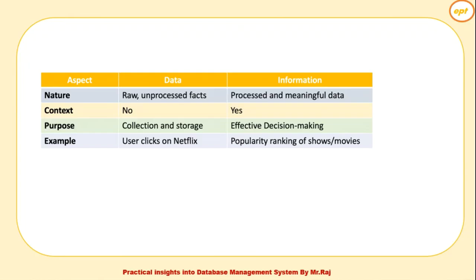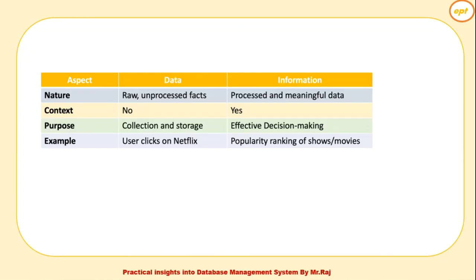And what is the next thing? Context. For data there is no context, and for information it has got a clear context, clear meaning. So data, what is the definition? You can say raw and unprocessed facts in simple terminology. And information is what? Processed and meaningful data.